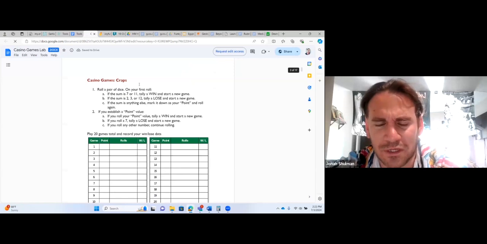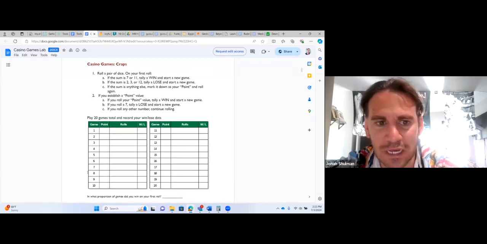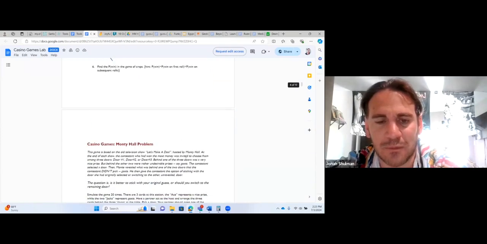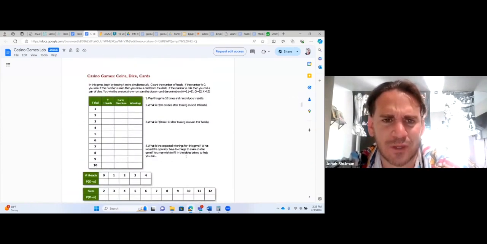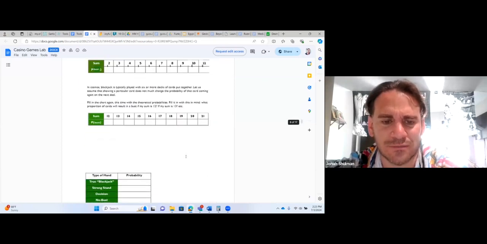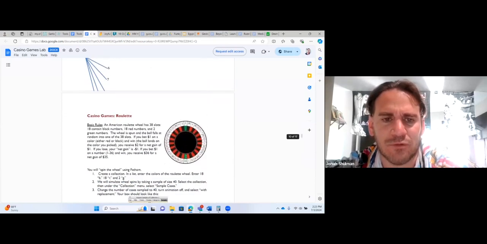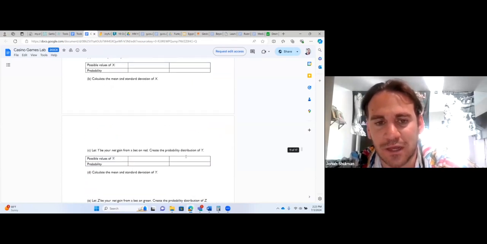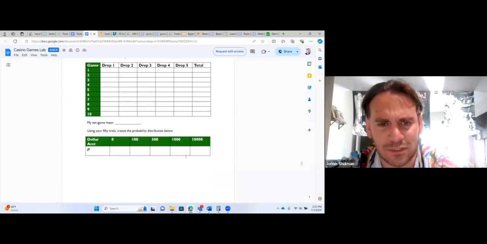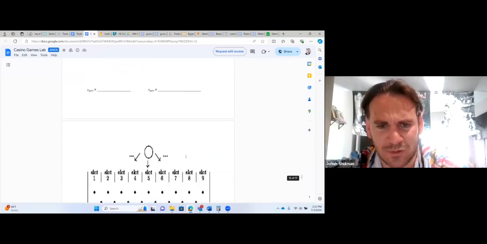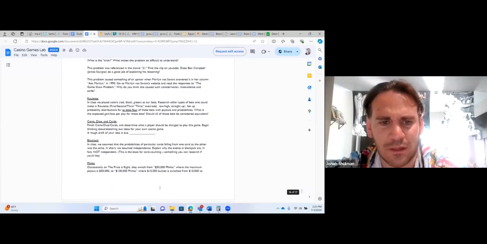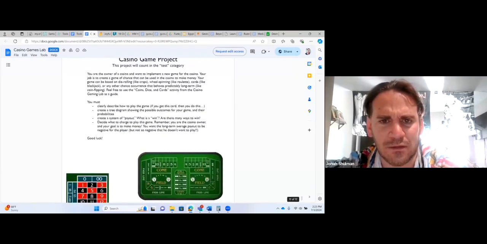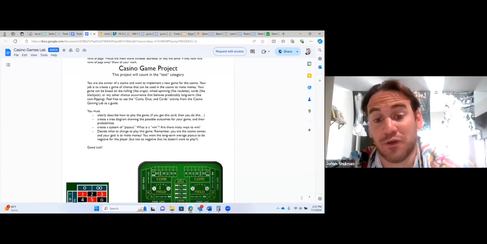So the first one is craps, and you get to roll the dice and do the win or lose based on that and figure out the probabilities. We've got Monty Hall. We have coins, dice, and cards. We've got roulette. You teach them how to play roulette. All the probabilities, you can teach them to play Plinko, where it drops in the slot, and where is it going to fall. And then they get to make their own, which is super fun.